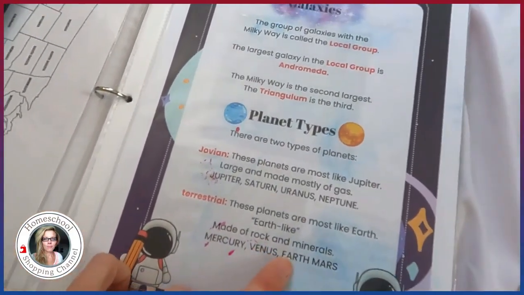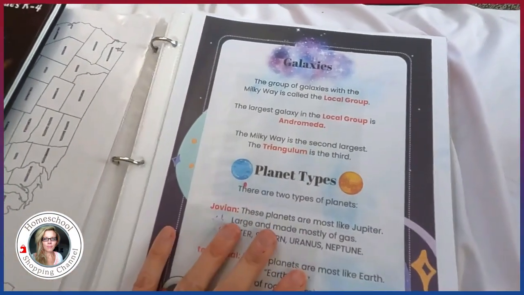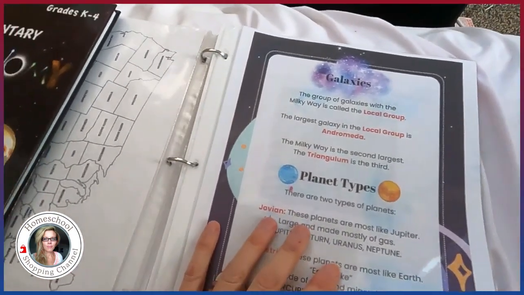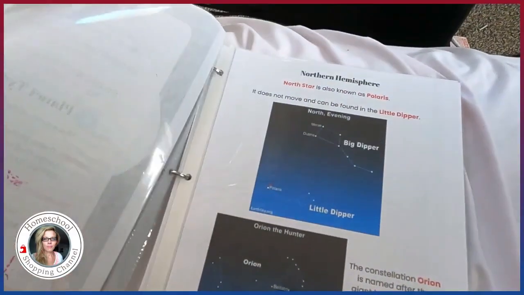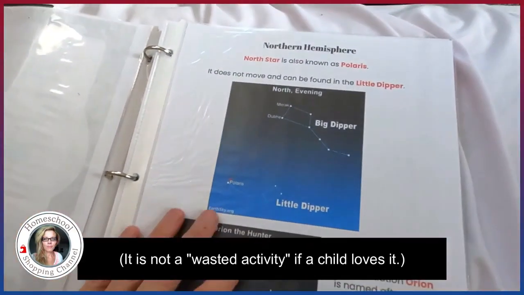Terrestrial planets are Earth-like, made of rocks and minerals. These are things I want them to remember. I do it for every curriculum we go through. This is how my kids learn so much without doing a lot of wasted activities. We're not filling in an activity book here or anything like that.